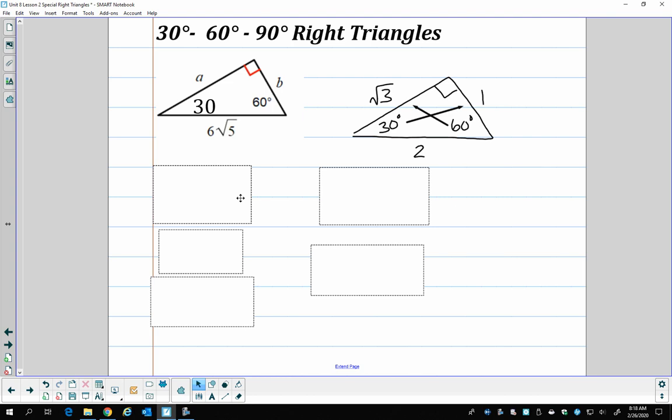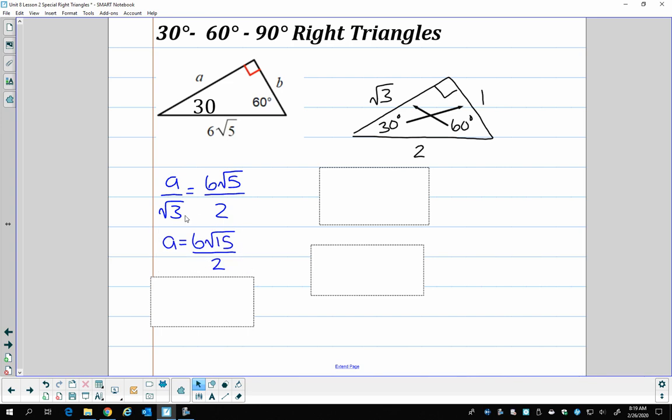So we can write two proportions to figure out the missing pieces. So let's write a ratio for A. A is related to this root 3. It's across from 60. And then my 6 root 5 is related to my hypotenuse. So I could cross multiply to solve this thing, but all I really need to do is multiply both sides by root 3. And when I do that, I get root 3 times 5, which is root 15. And then I'm going to simplify that 6 divided by 2 and make that 3.